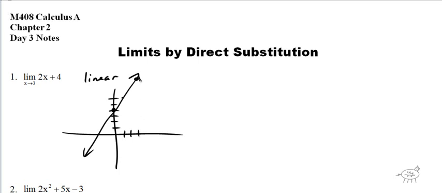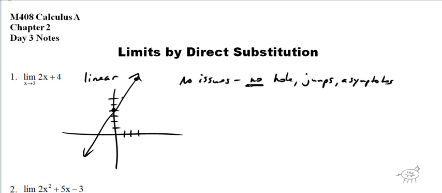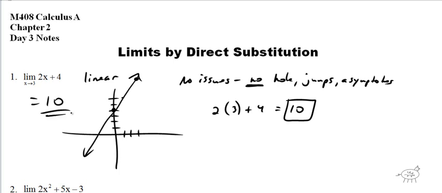I have no issues at all with this graph. In other words, there's no holes, there's no jumps anyplace, like in a piecewise function, and there's no asymptotes. But it's none of those. So basically I can do direct substitution. I can say, let me just plug it in. 2 times 3 plus 4. So 2 times 3 is 6, plus 4, the answer is 10. That's the answer to this problem. It's equal to 10 because I can just plug it in.